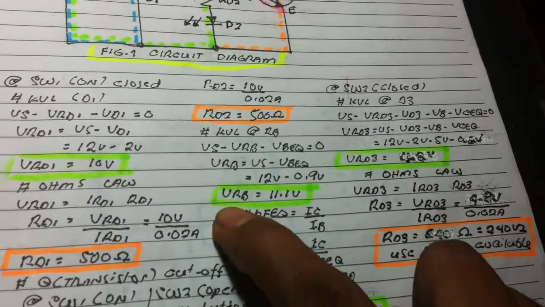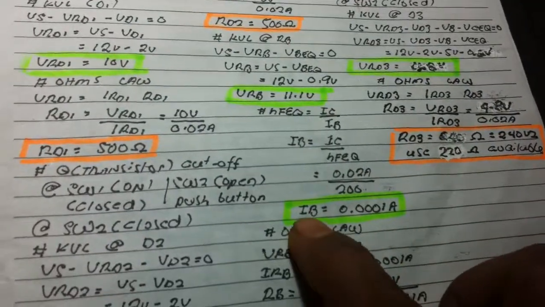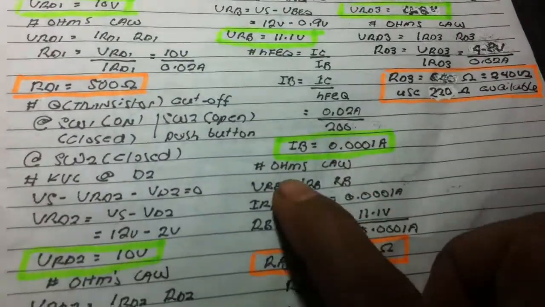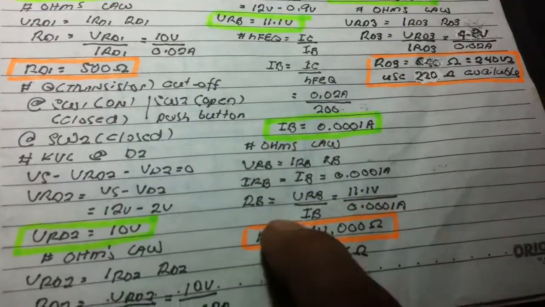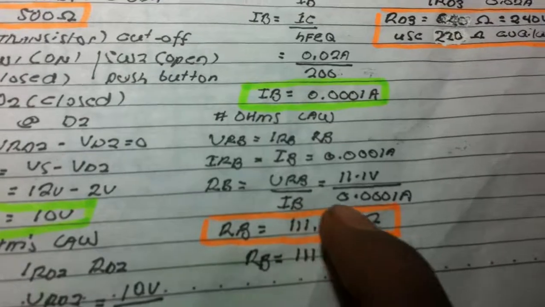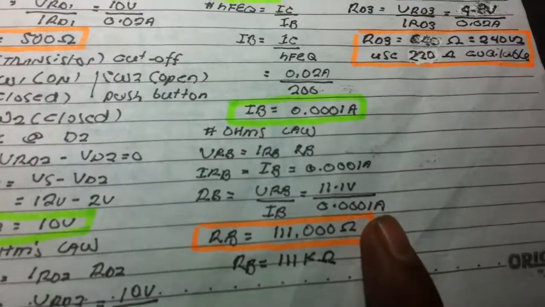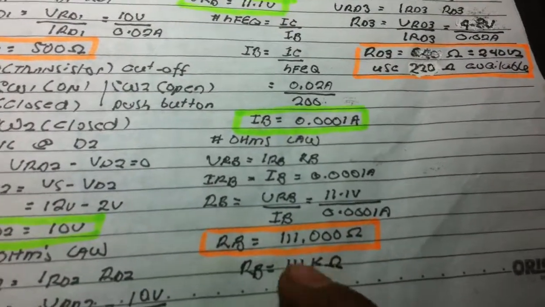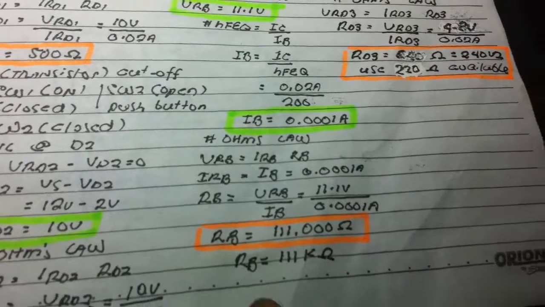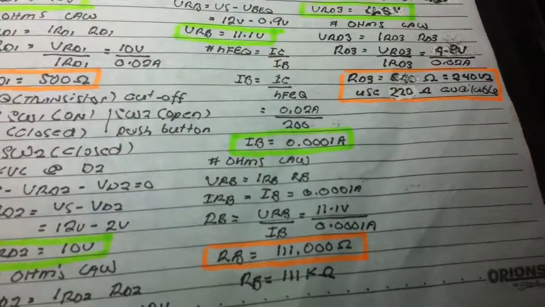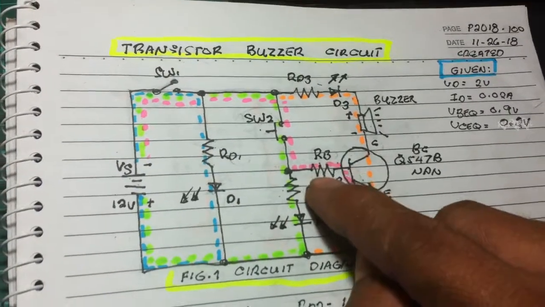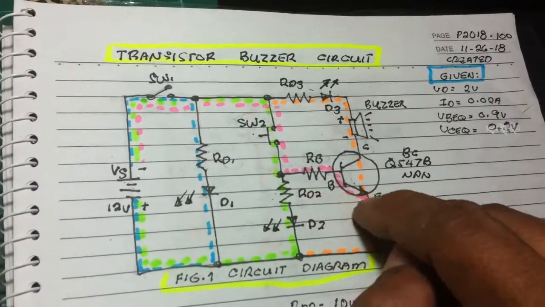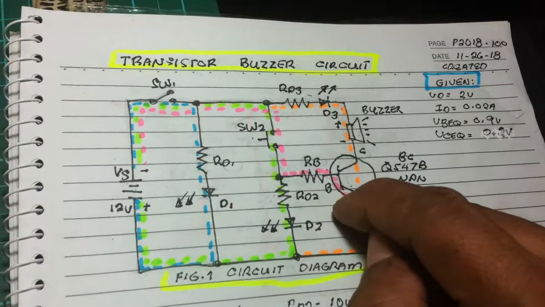Since I know the voltage drop and the base current, I'm using Ohm's law again, by substitution, calculation. I got 111,000 ohms or 111 kilo ohms. That is the value of the base resistor to prevent the transistor from damage.